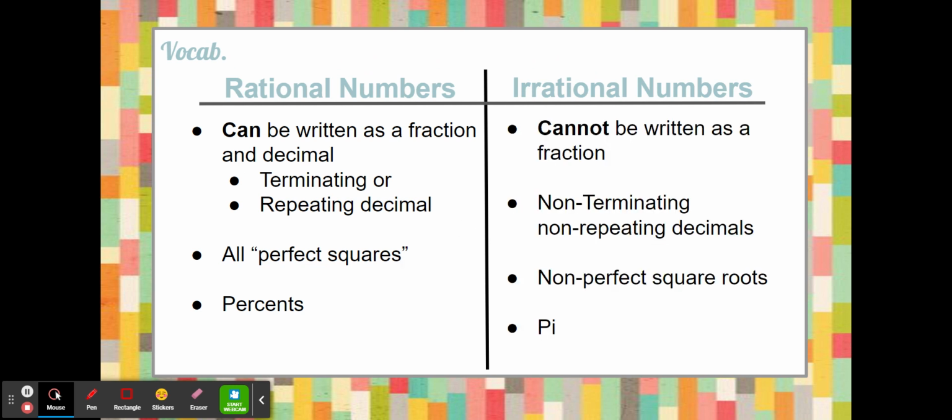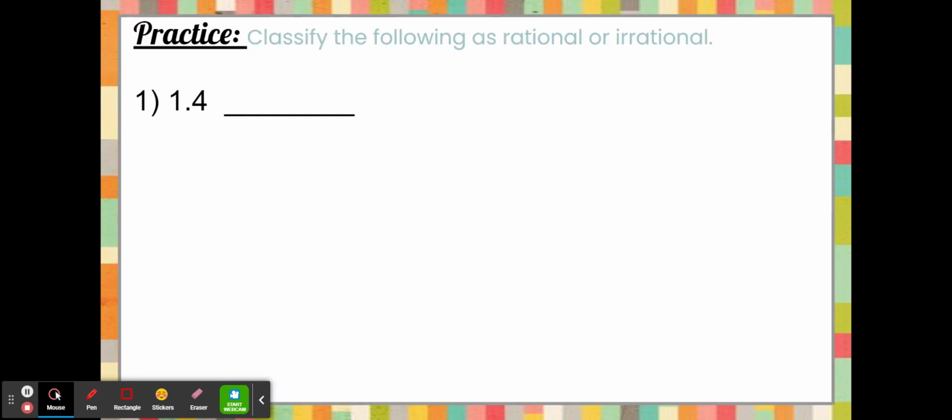Irrational numbers cannot be written as a fraction. Those types of decimals will be only non-terminating and non-repeating. Also includes non-perfect square roots, and pi is the most famous irrational number. So let's go into a little bit more about what those terms mean to make sure you understand some examples.